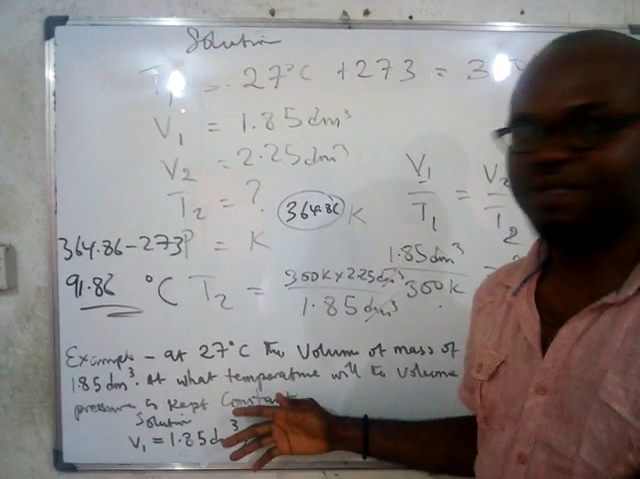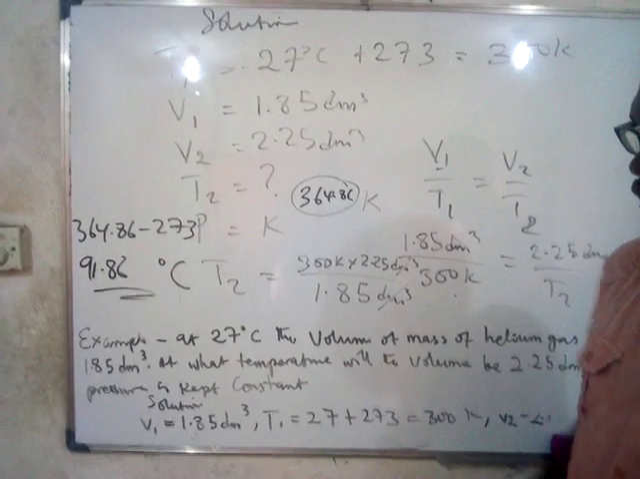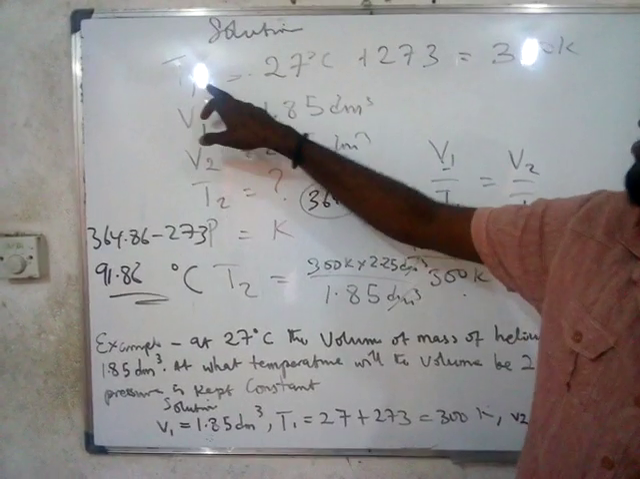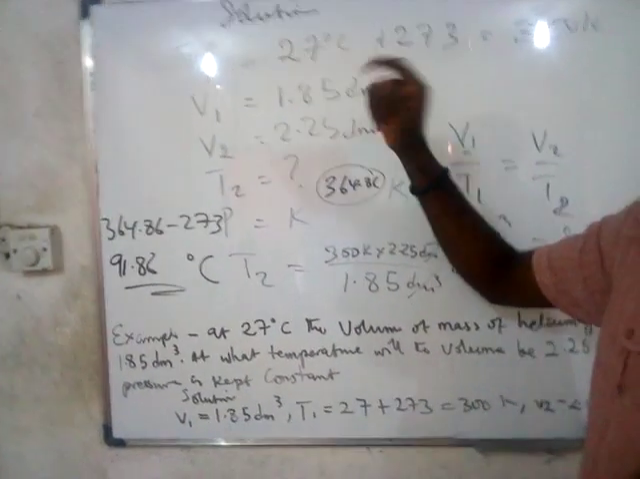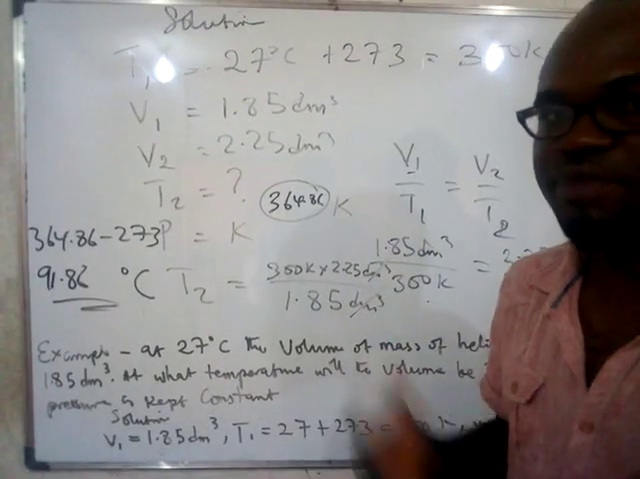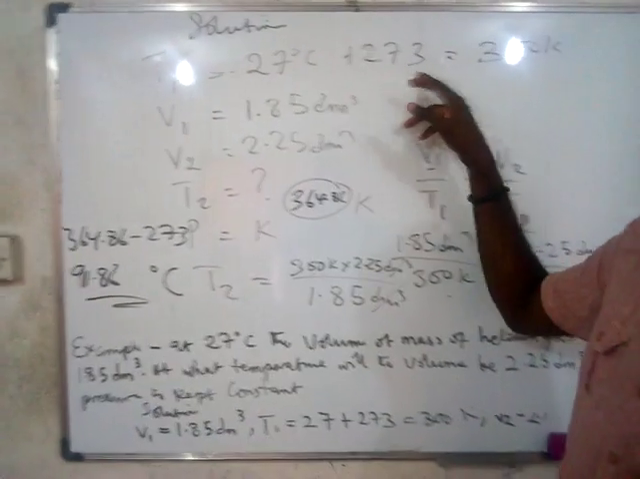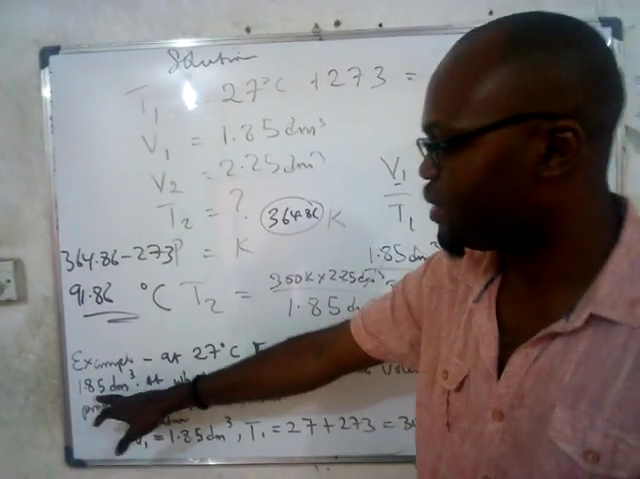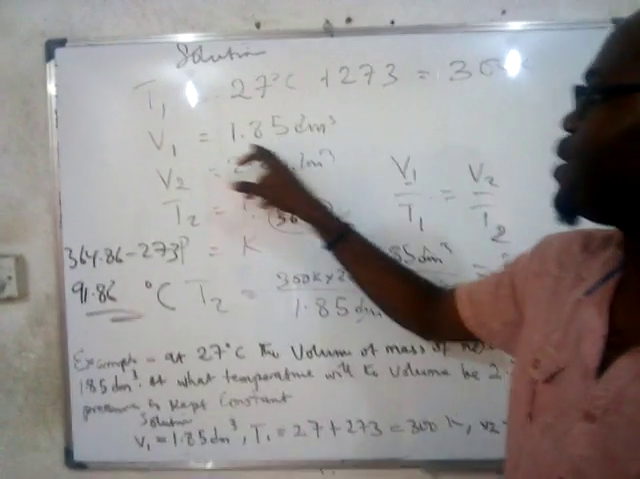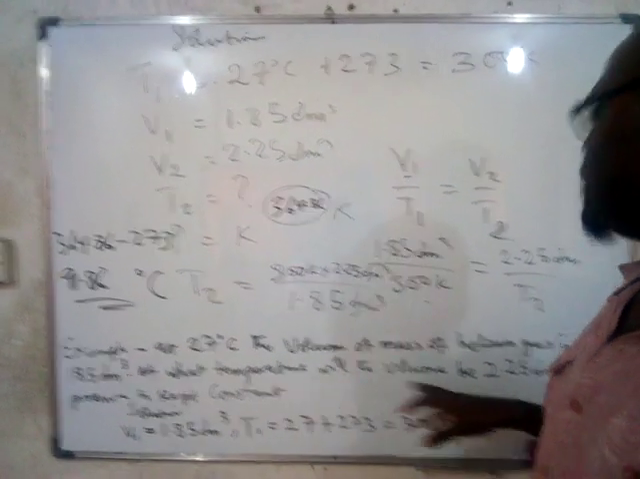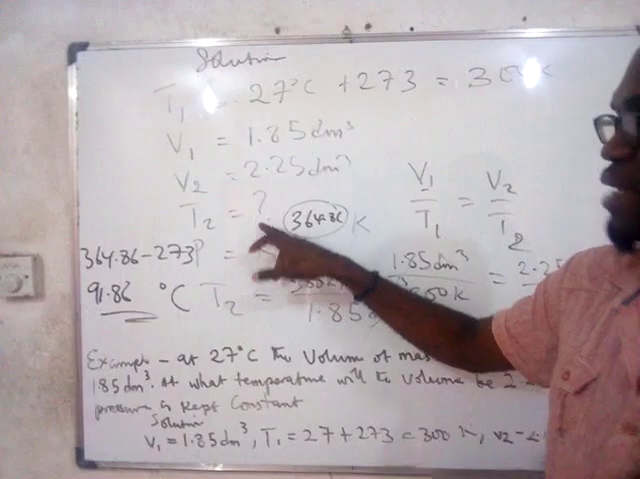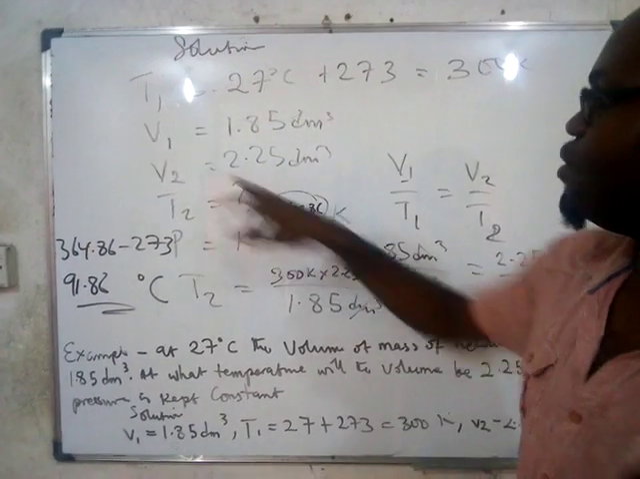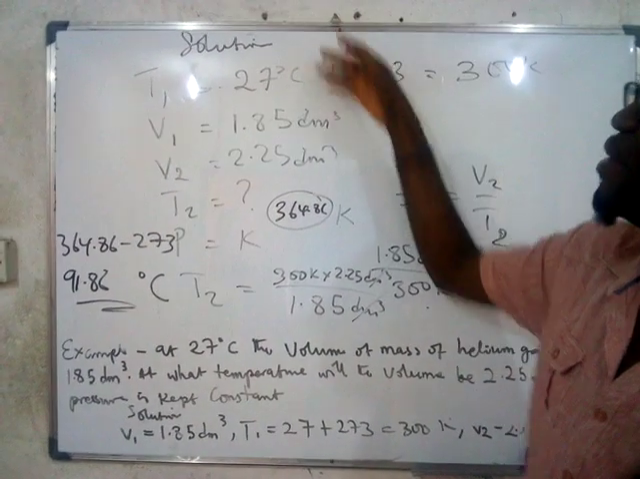So if you want to start this problem, you need to list the things that we are given. It says at 27 degrees Celsius, so you say T1 equals 27. If you want to convert it to absolute temperature, which is temperature in Kelvin, you add 273 to make it 300 Kelvin. The volume of the mass of helium gas is 1.85 dm cubed, so you say V1 equals 1.85 dm cubed. At what temperature T2, they're asking you what is the temperature T2, will the volume be 2.25 dm cubed? V2 is 2.25 dm cubed. So this is what you have.